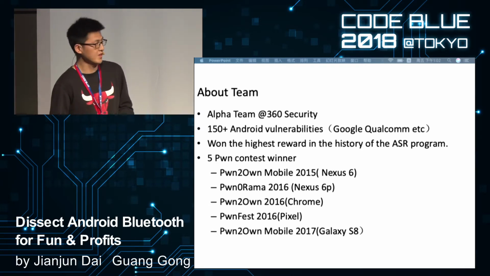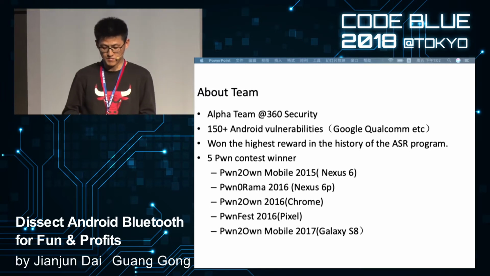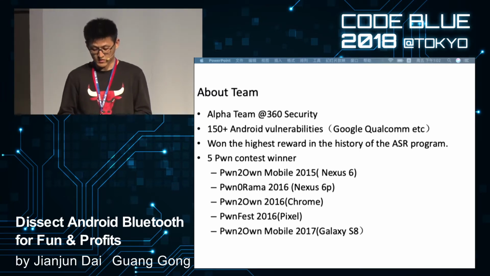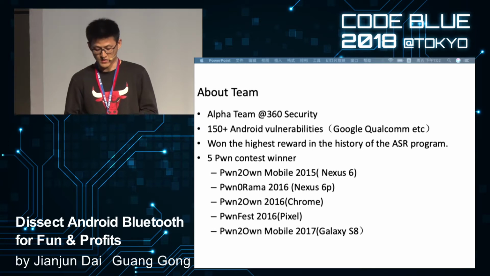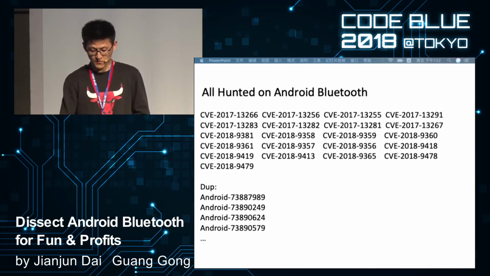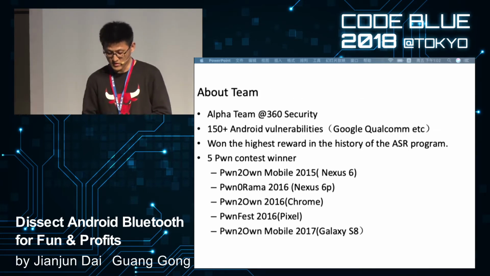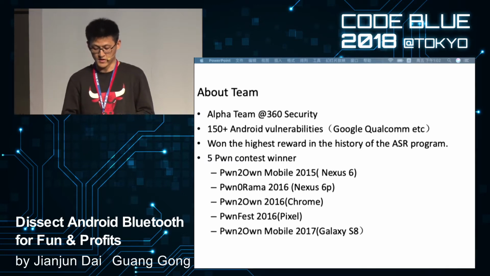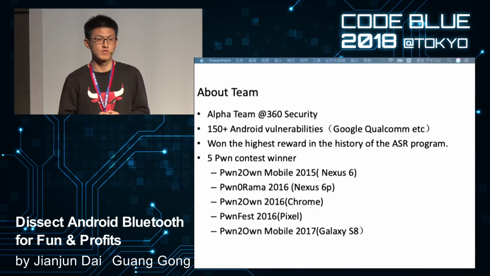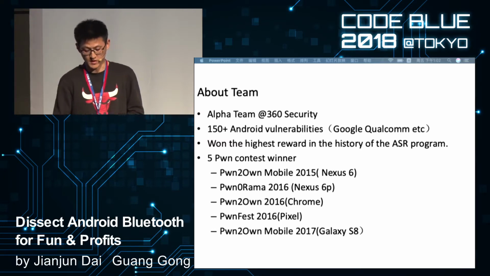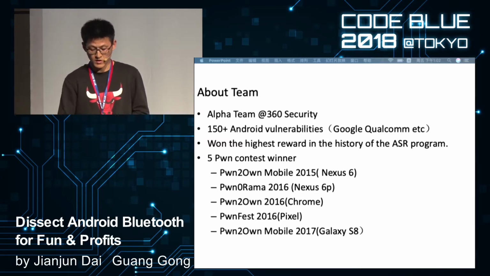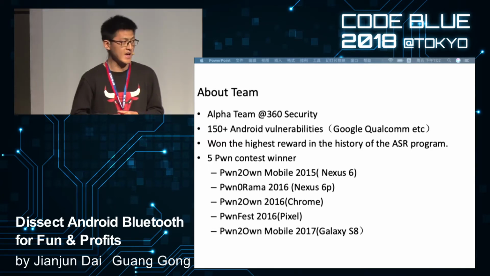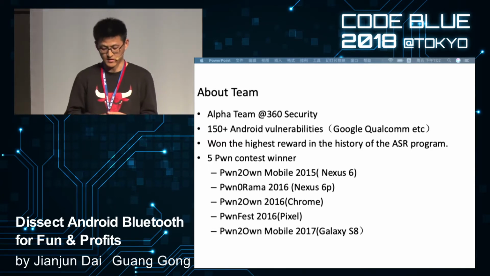We have found more than 150 vulnerabilities in Android system. In August 2017, we submitted the first working remote exploit chain since the ASR program's expansion, and we won the highest reward in the history of the ASR. We have also hacked different targets in different Pwn contests.